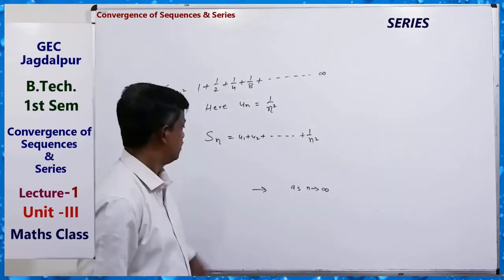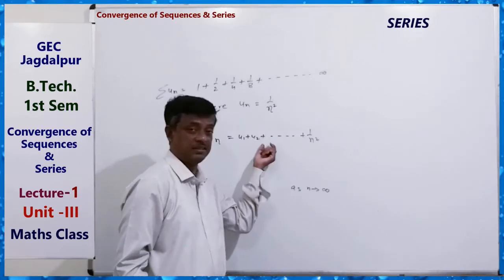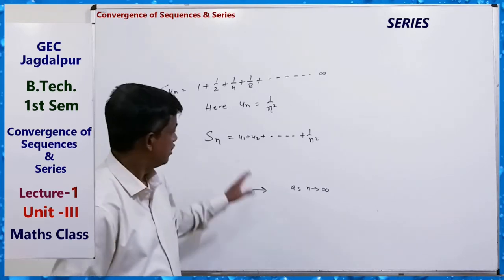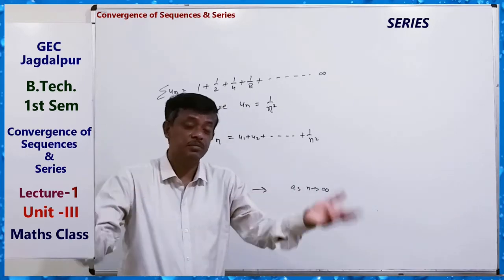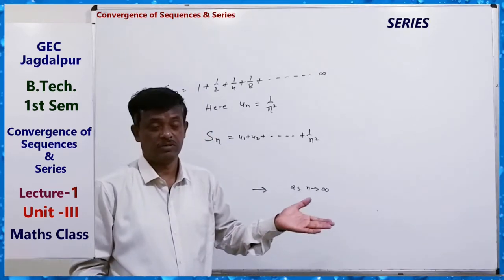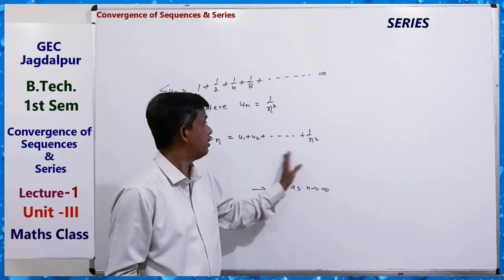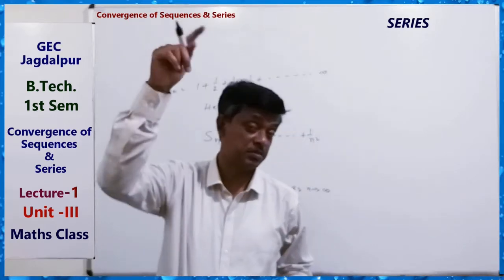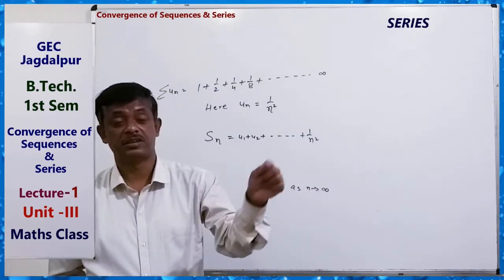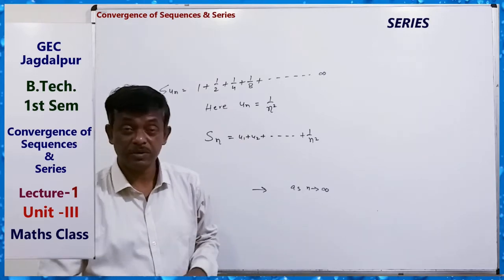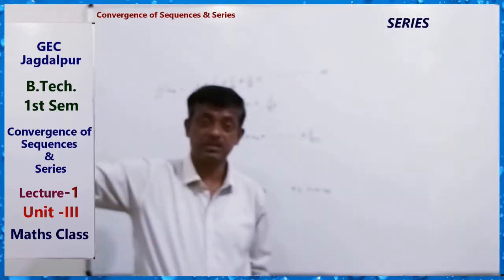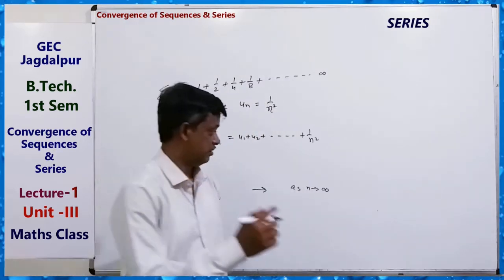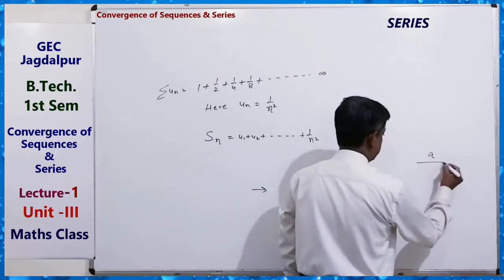Sometimes finding the value of Sn is difficult, so we can use another method also. How can we find the sum of the series? Arithmetic progression, geometric progression and harmonic progression are very special series. For a geometric progression, we know the sum of an infinite geometric progression. What is the formula? a upon 1 minus r.